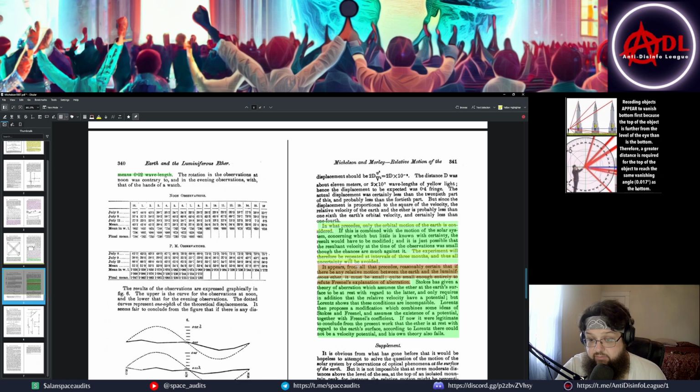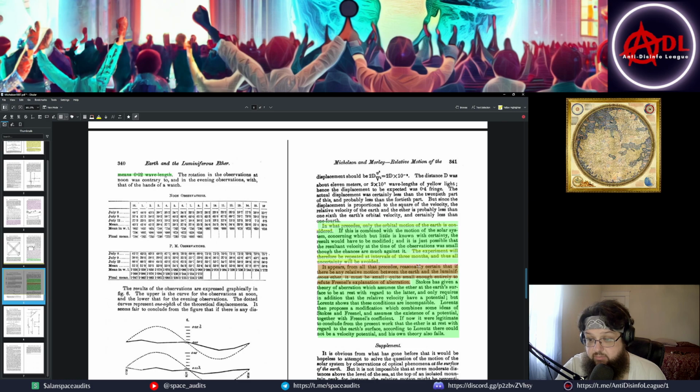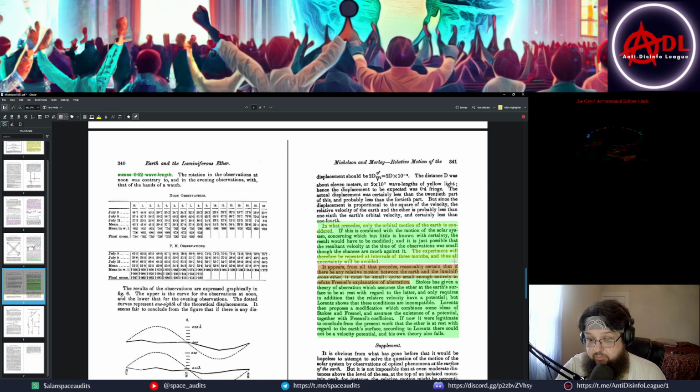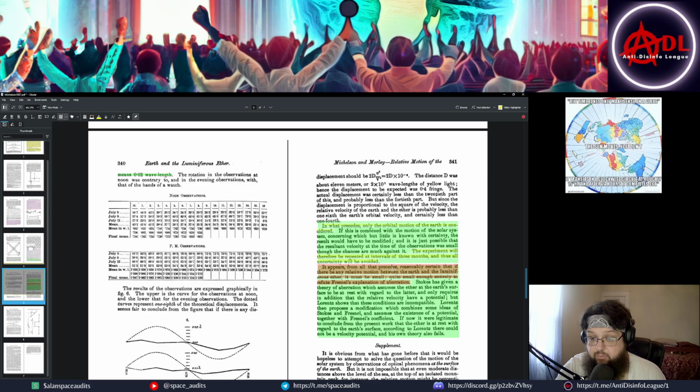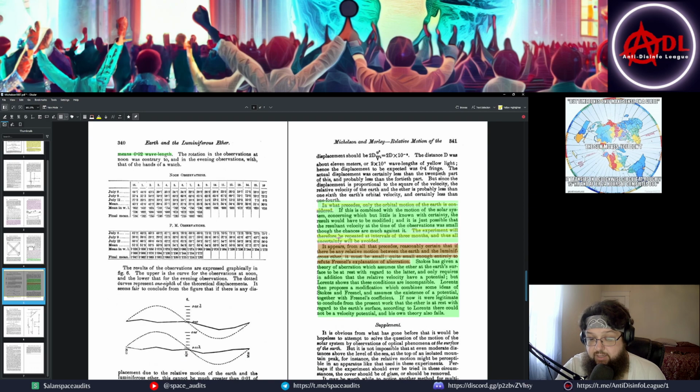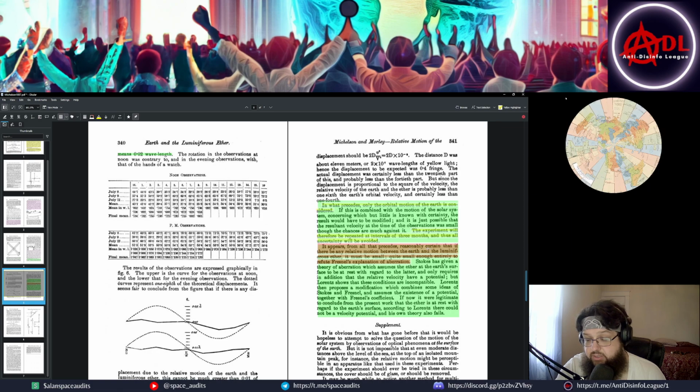It appears from all that precedes reasonably certain that if there be any relative motion between the Earth and the luminiferous ether, it must be small, quite enough entirely to refute Fresnel's explanation of aberration. And I do not recall Fresnel's explanation off the top of my head, but I think it was in reference to a stationary ether or something like that.